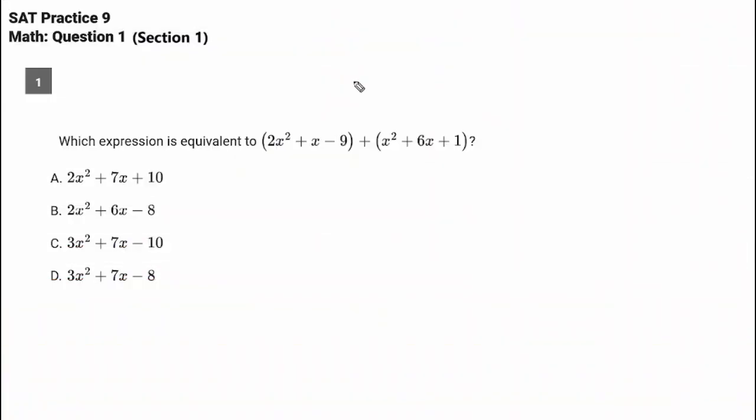We're on SAT Practice Test 9, Math Section 1, Question 1. Level of difficulty is very easy. Which expression is equivalent to this mess? So it's a simple exponents problem.